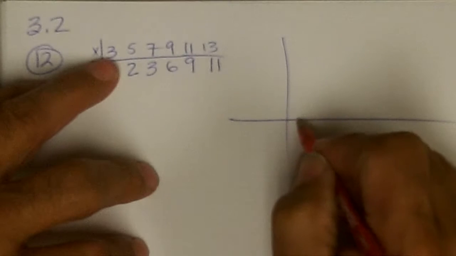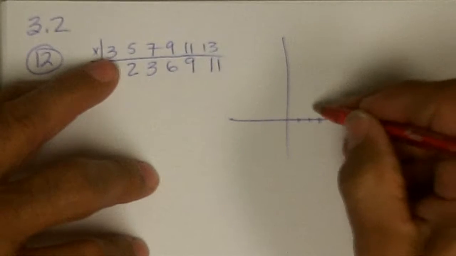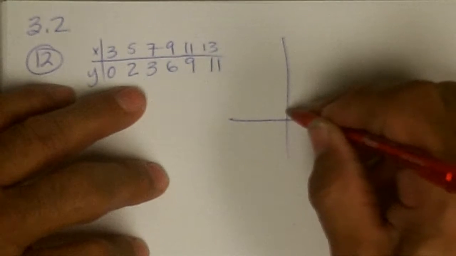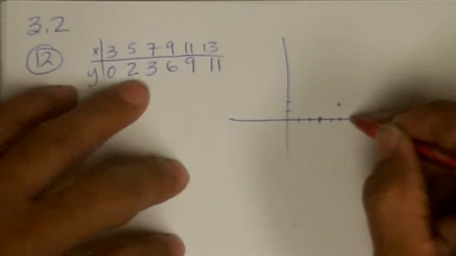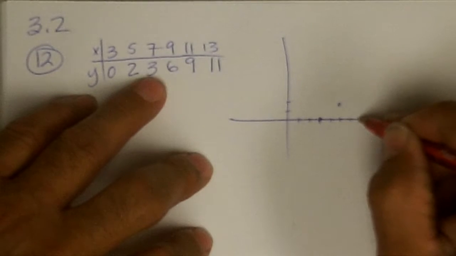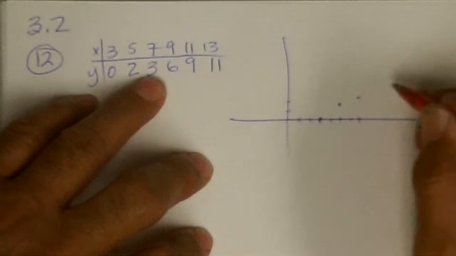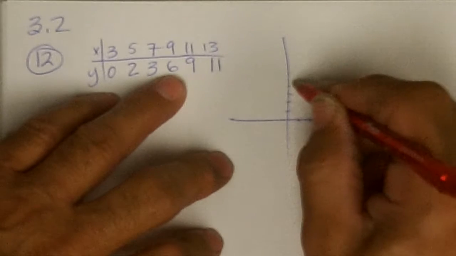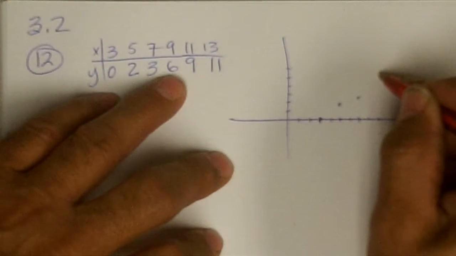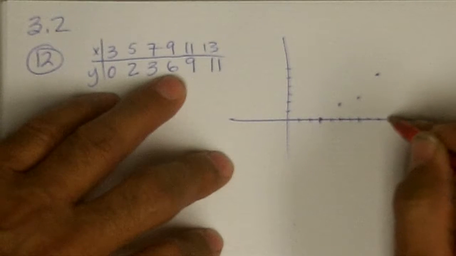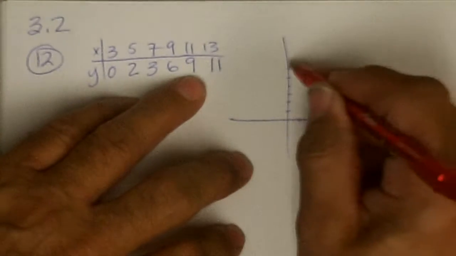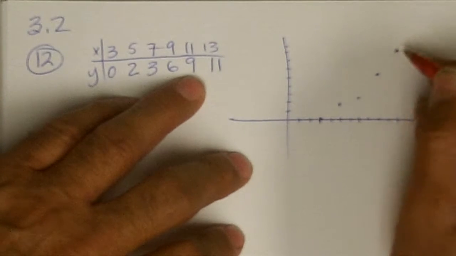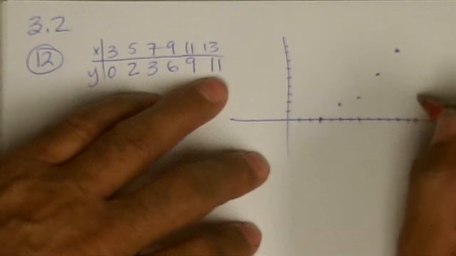So 3 was 0, 5 was 2, 7 was 3, 9 was 6, 11 was 9, and 13 was 11.